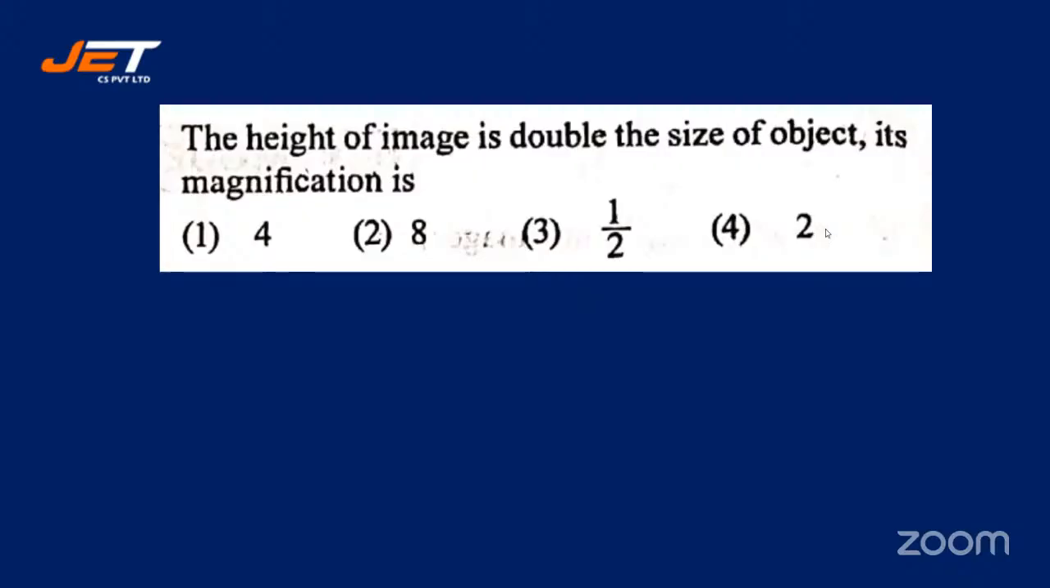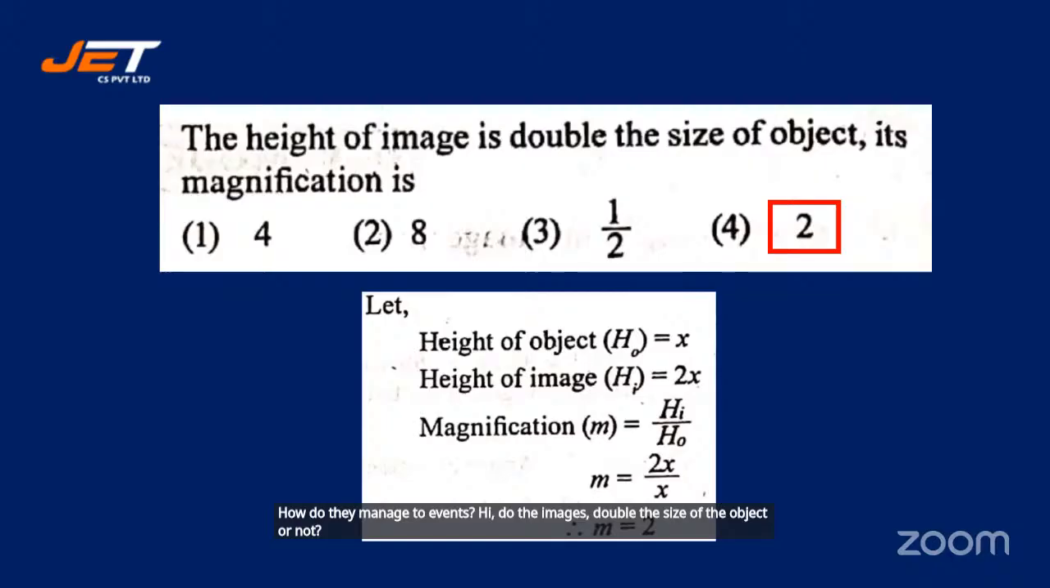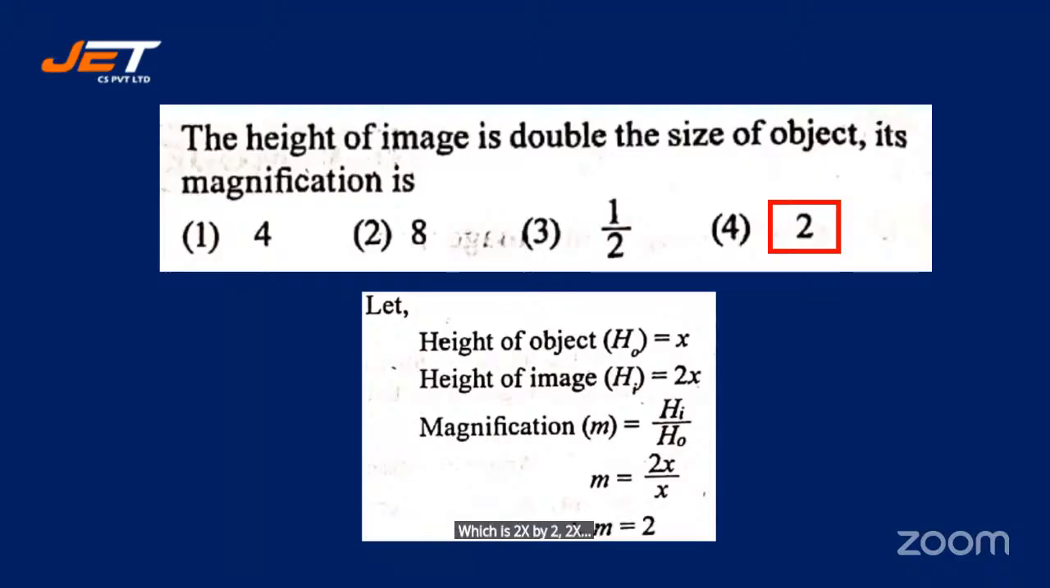All right. So that should be the answer, and I'll show you the solution as well. It is 2. Why does it come to 2? Let the height of the object be x. The height of the image is 2x. Why did we write 2x? Because the height of the image is double the size of the object. And magnification, I know, m is equal to hi by ho, which is 2x by x, which is 2.